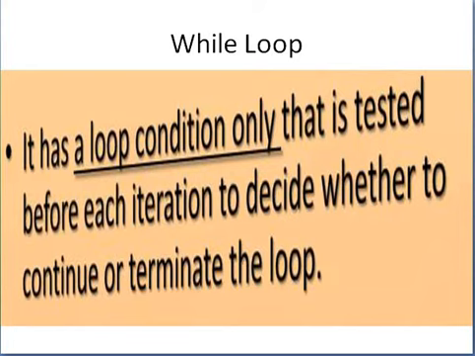Next is the while loop. We'll see here. The first looping structure is the while loop. It has a loop condition only, that is tested before each iteration. If it is true, then and only then control will decide whether to continue the loop or terminate the loop.